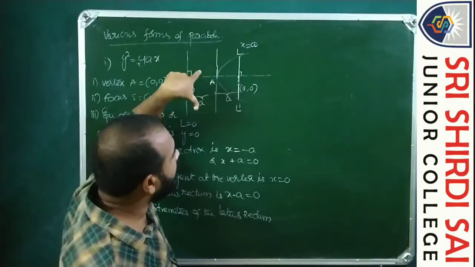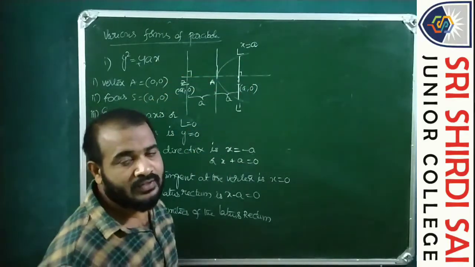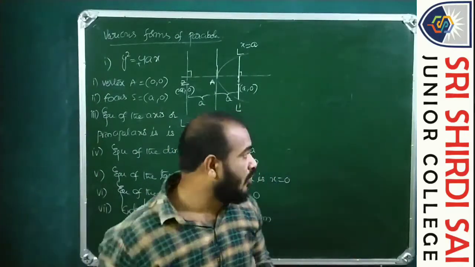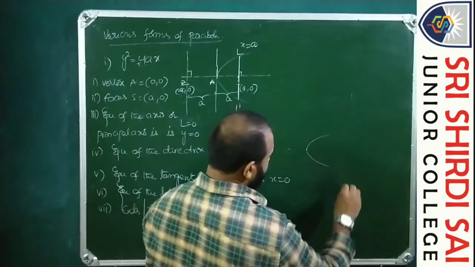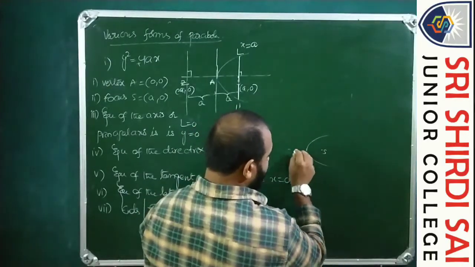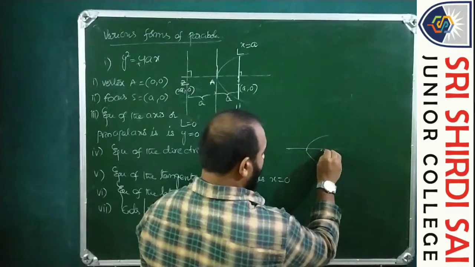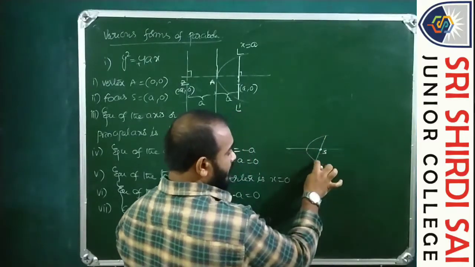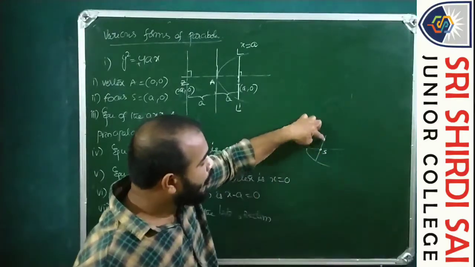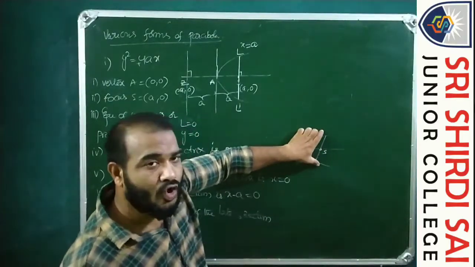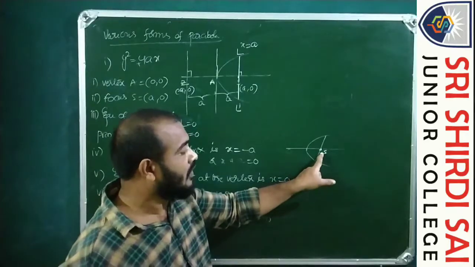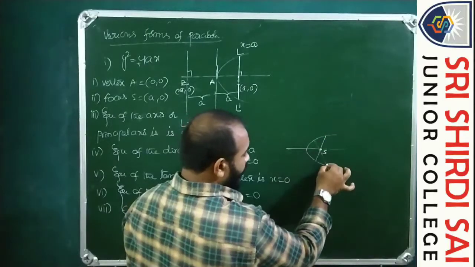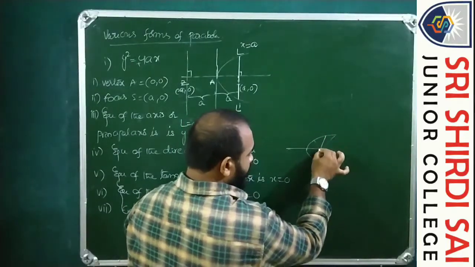This line is perpendicular to the principal axis. A focal chord is a chord passing through the focus. So this is the focus, for example. This is the fixed point. What is a chord? The line joining two points of the parabola is called a chord. This chord is passing through the focus. There may be infinitely many focal chords possible. So this is also a focal chord.